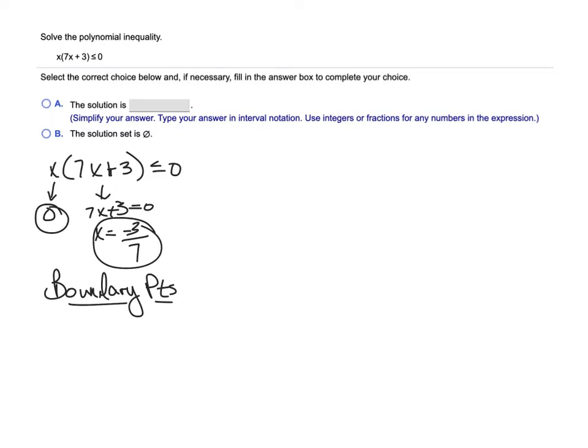This is what we're going to plot on our number line. We're going to make a number line. These are x values, so we're going to plot these. This is an x-axis. It goes from negative infinity to positive infinity. All right, so let's plot them. So we have negative 3/7 and 0. Once again, these are our boundary points. So it divides the number line into 3 intervals.